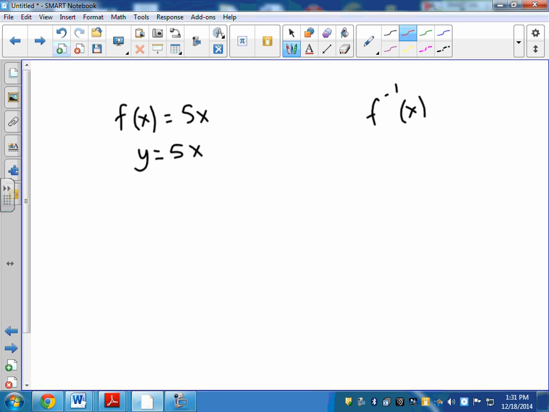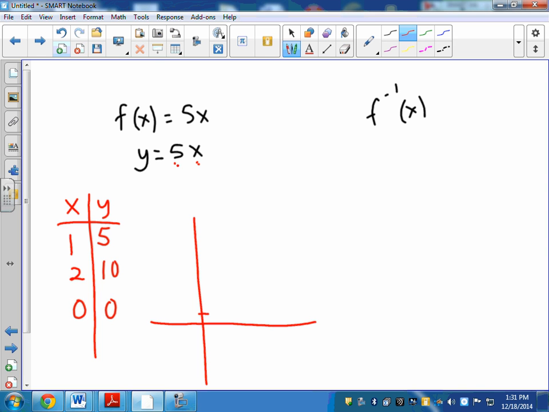Well, let's see. We could certainly look at some ordered pairs here. If x is 1, y is 5 times 1. If x is 2, y is 5 times 2. If x is 0, y is 5 times 0. Okay, so we have some ordered pairs, and we could graph those pretty easily. Okay, so let's see. 0, 0, 1, 5. 2, 10, obviously a fairly steep line here, and the slope would be 5. Right? Rises 5, goes up 5, and over 1.